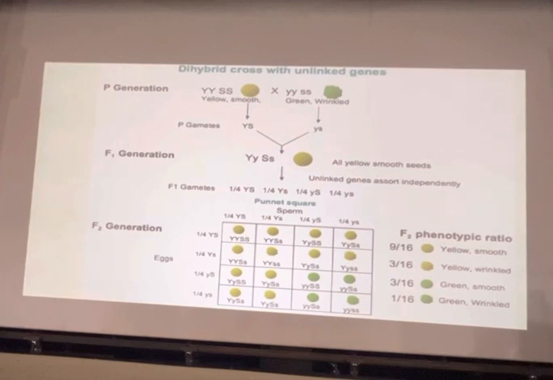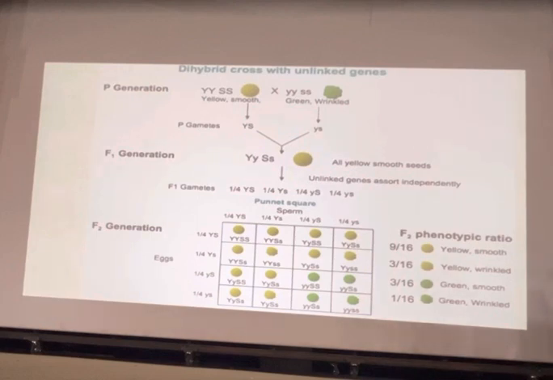This is what is meant by independent assortment, that the alleles of each gene are independently assorted if they are on different chromosomes. One allele of a certain gene could end up with one allele of another gene or the other allele of that other gene. Okay, so here we've taken two examples, it's easier.